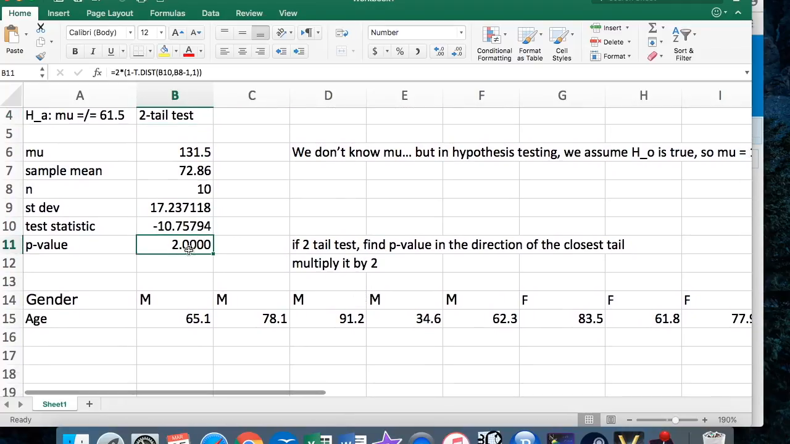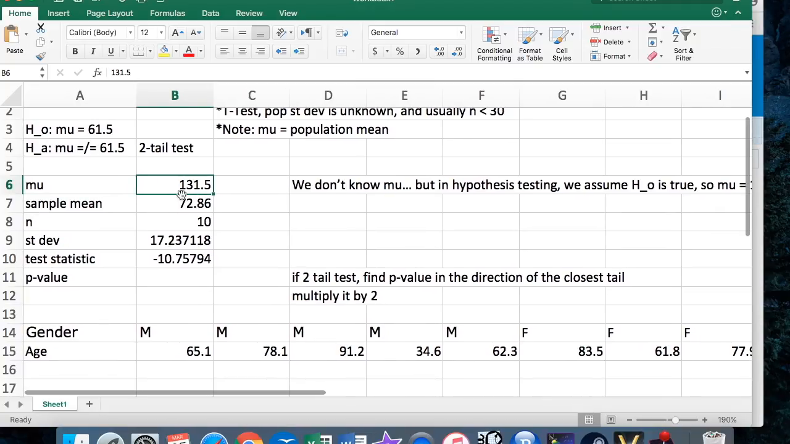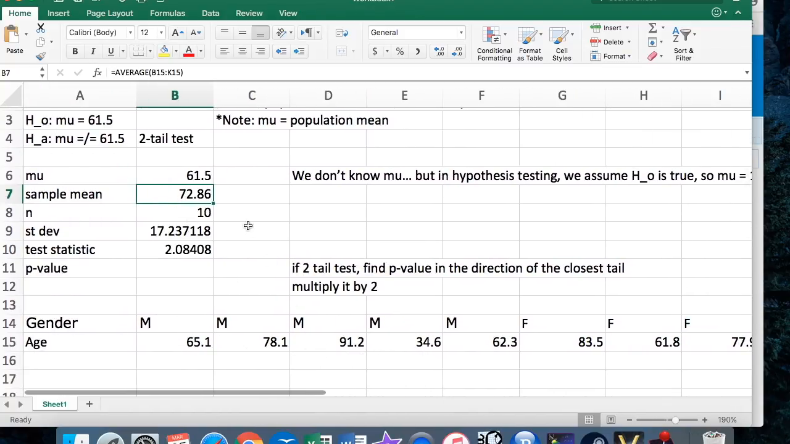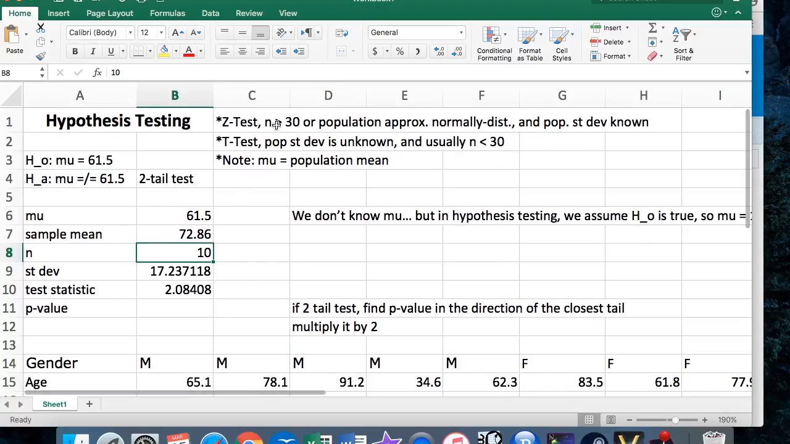So you can see here, definitely, this p-value is 200%, so we're definitely going to be redoing this one. Okay, so here's mu. We're assuming it's 61.5, based on our null hypothesis. Our sample mean we got was 72.86. That was our average from the sample. Our N is 10 people, and our sample standard deviation was this, because we weren't given our population standard deviation and our N is smaller than 30. So we're not going to be doing a Z-test again. We're going to be doing a T-test.